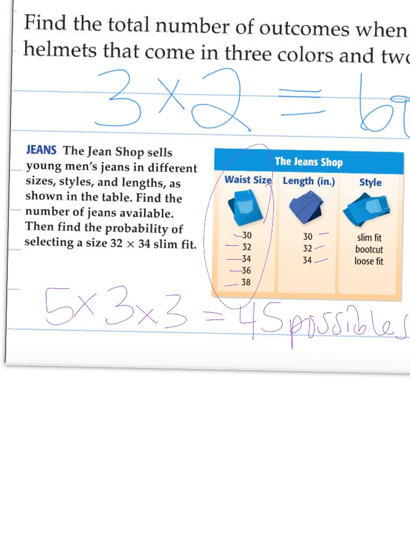Okay. Now we need to find the probability of picking a 32, 34 slim fit. Okay. Well, the waist size needs to be 32, the length needs to be 34, and it needs to be slim cut. That's only 1 pair of jeans, so it would be 1 out of 45.